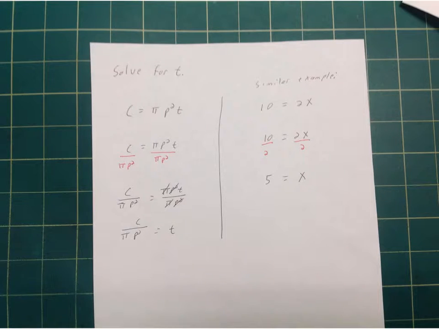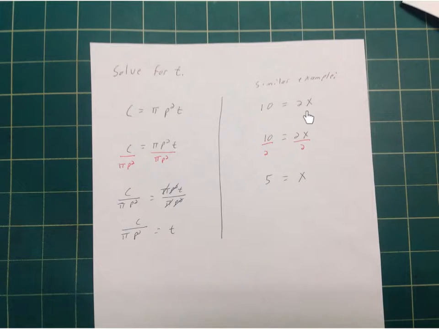Hello, I saw your email, your question in the email. You want to solve this equation here for t, which means you want to isolate the t, get it by itself. I decided maybe to work a similar example and then come back to the original question.